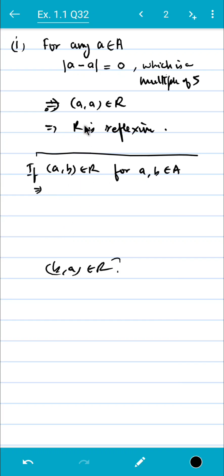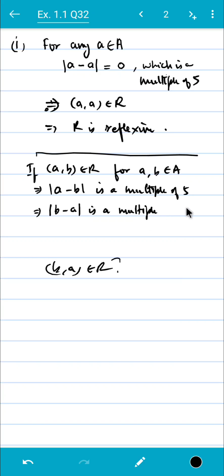If (a, b) belongs to R, then this means that the modulus of a minus b is a multiple of 5. Then this means that even b minus a will be a multiple of 5.